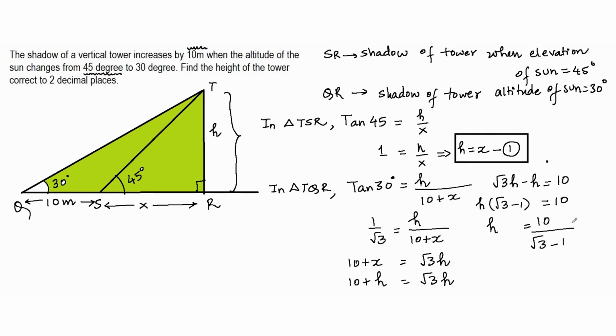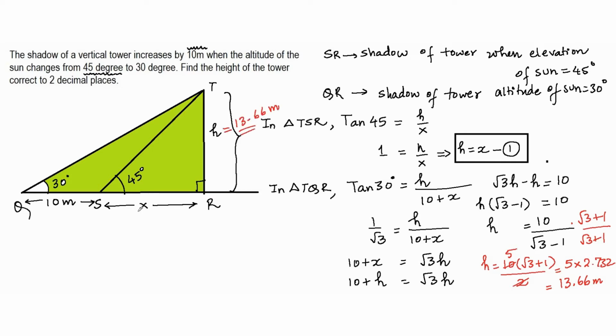Now of course I need to rationalize the denominator. So let me multiply with root 3 plus 1. And therefore I get H equals 10 times root 3 plus 1 divided by 2. And 10 and 2 cancel, giving 5. Therefore this becomes 5 multiplied by 2.732. Now you can calculate this value because 1.732 is root 3, so 1.732 plus 1 is 2.732. And 2.732 multiplied by 5 is going to be 13.66. Therefore, the height of this particular tower is 13.66 meters.